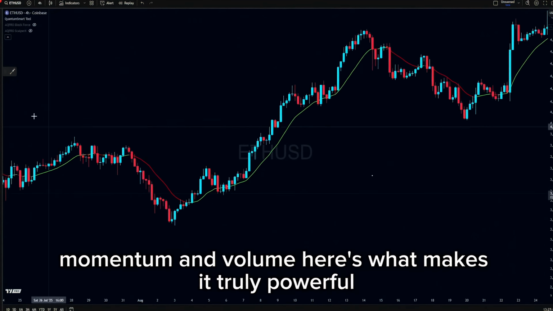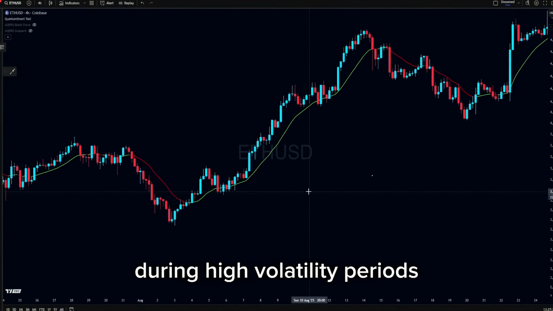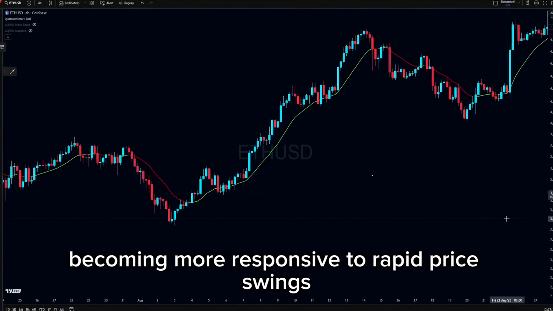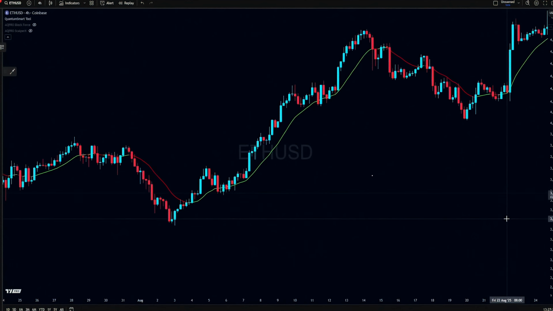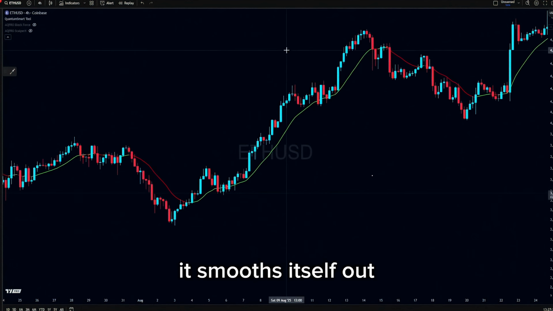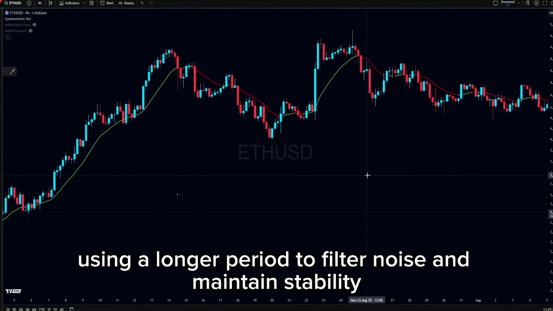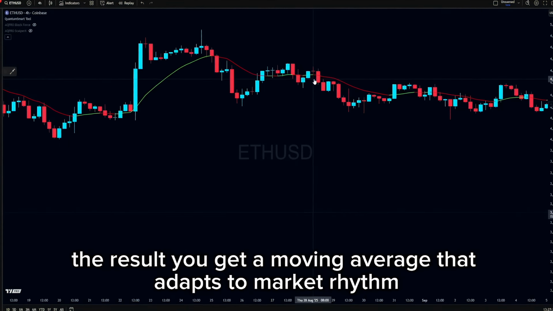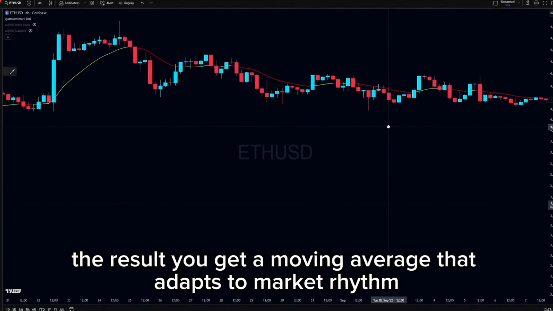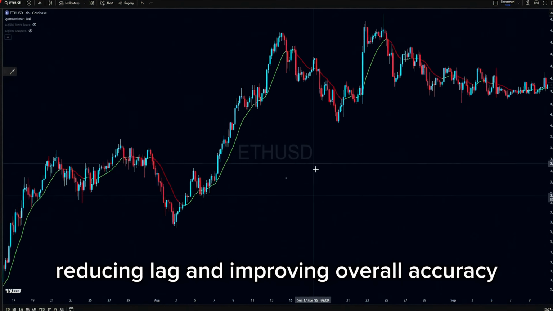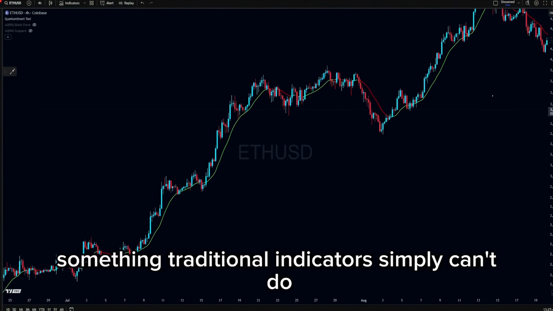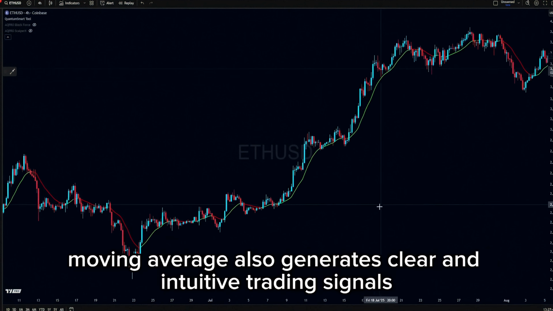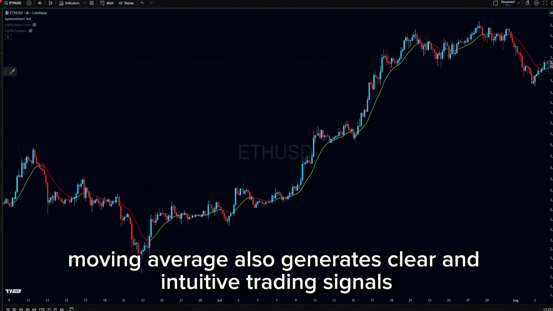Here's what makes it truly powerful. During high volatility periods, the AI MA shortens its calculation window, becoming more responsive to rapid price swings. In quiet or ranging markets, it smooths itself out, using a longer period to filter noise and maintain stability. The result? You get a moving average that adapts to market rhythm, reducing lag and improving overall accuracy, something traditional indicators simply can't do.